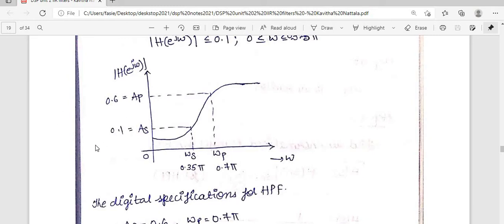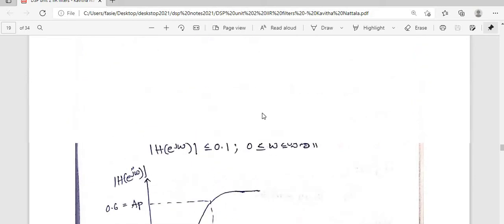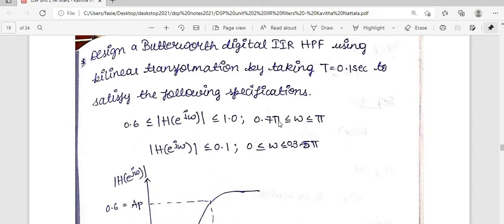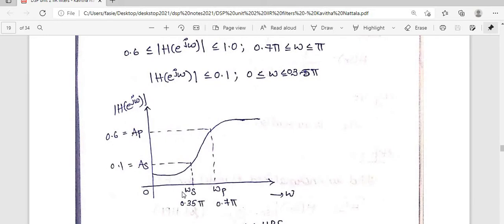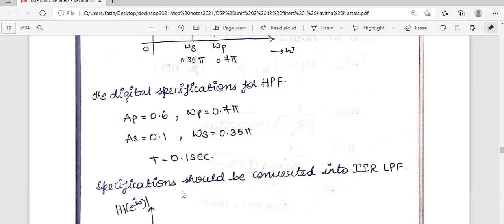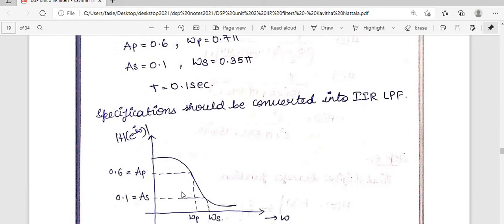Pass band is 0.6, stop band is 0.1. Frequency in the stop band is 0.35 pi, which is the lower one. Out of that, we have to select. In the question it won't mention which is the frequency of the pass band and which is the frequency of the stop band. You have to determine it. You know that a high pass filter will have this specification. Clear? So we substituted all the factors and we can write the high pass analysis.